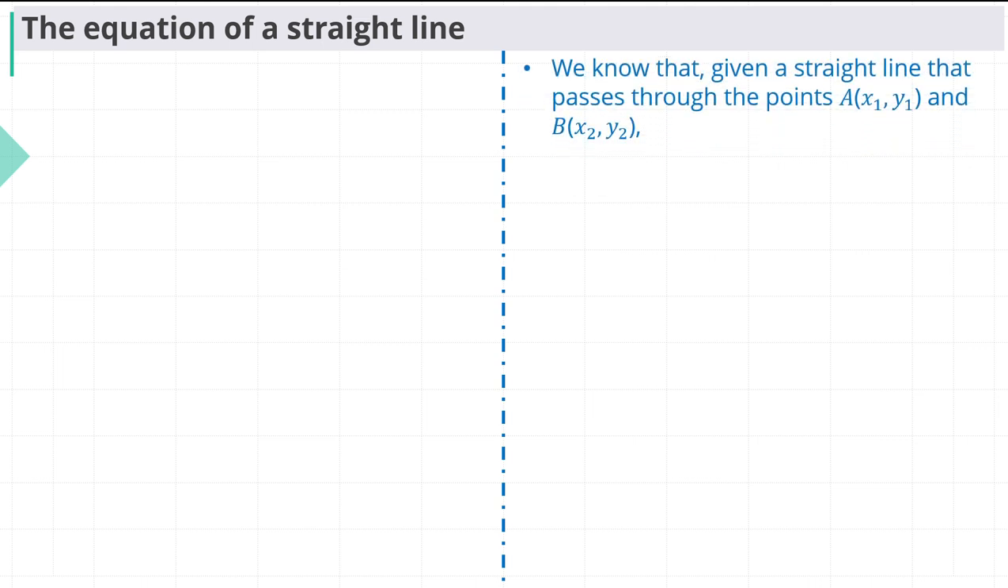We know that given a straight line that passes through the points (x1, y1) and (x2, y2), the gradient is change in y divided by change in x. When we cross multiply, the equation becomes this way.